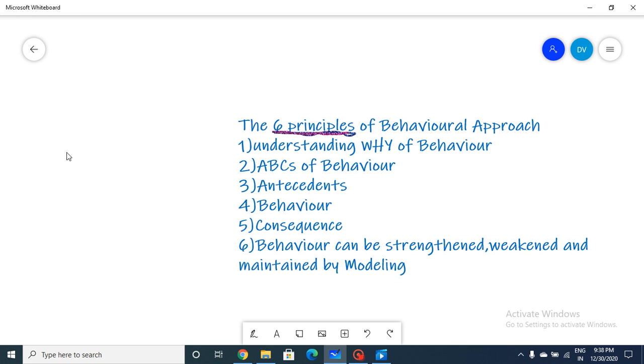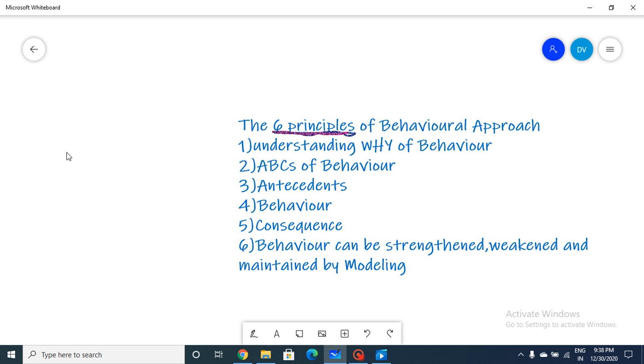Now, this behavior can be weakened or maintained by modeling. What is this modeling again? Modeling is making your child understand the importance of completing his homework. If he finishes his homework, he can be free and enjoy his me time, or he can learn a new skill and go for his me time, or he can watch, play, have food, spend some time for himself or herself.